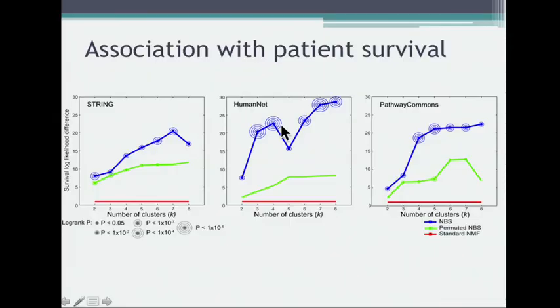Here I plot the association of patient survival with the number of clusters. The y-axis here is the survival log likelihood ratio, so higher is better. And we see that for quite a number of cluster numbers, we could basically get a significant association with survival compared to either a permuted or the standard NMF.